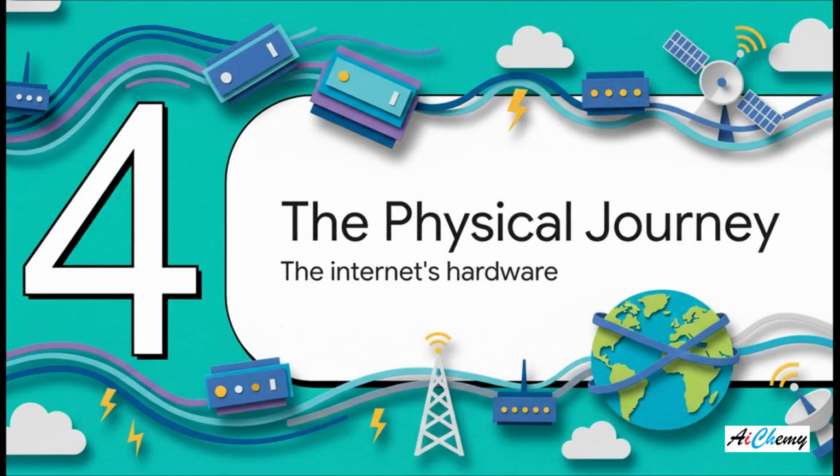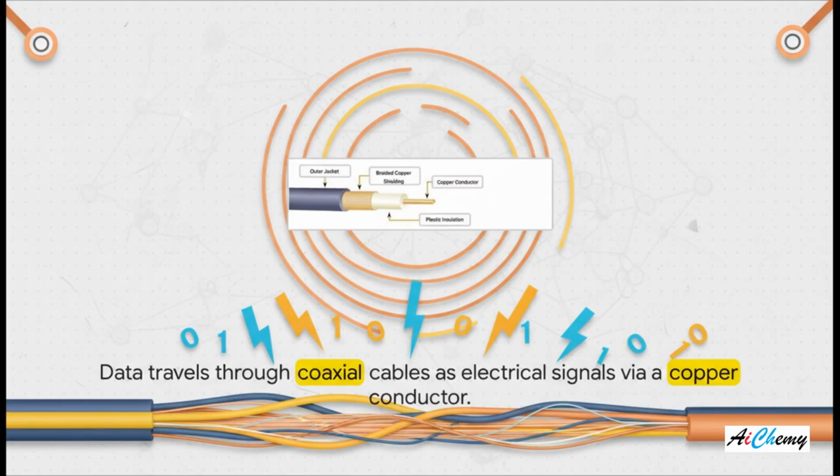Okay, so we've been talking about packets and protocols, which is all a bit abstract. But how does this data physically get from point A to point B? This is where it gets really cool. The internet isn't just some cloud. It's a vast physical thing that spans the entire globe. A lot of data still travels through good old-fashioned copper wire. Like inside one of these coaxial cables, there's a central copper wire that carries your data, all those ones and zeros, as tiny electrical pulses. It's very similar to the cable TV and telephone lines we've had for decades.